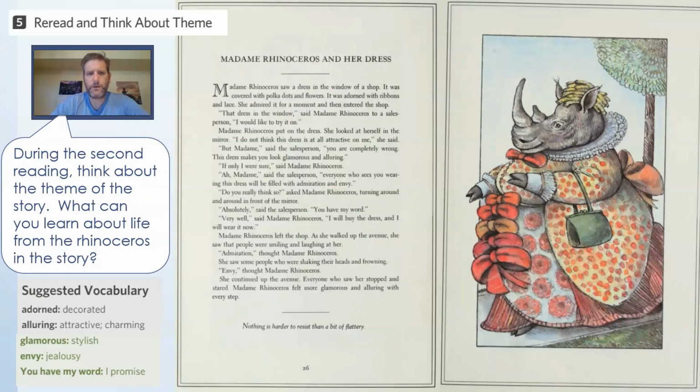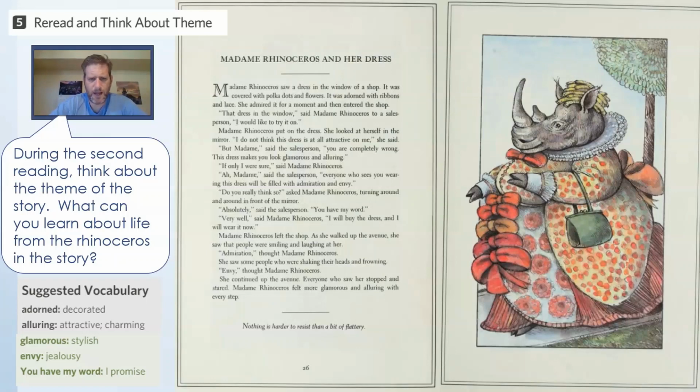Madame Rhinoceros saw a dress in the window of a shop. It was covered with polka dots and flowers. It was adorned with ribbons and lace. She admired it for a moment and then entered the shop. "That dress in the window," said Madame Rhinoceros to a salesperson. "I would like to try it on." Madame Rhinoceros put on the dress. She looked at herself in the mirror. "I do not think this dress is at all attractive on me," she said. "But, madame," said the salesperson, "you are completely wrong. This dress makes you look glamorous and alluring." "If only I were sure," said Madame Rhinoceros.